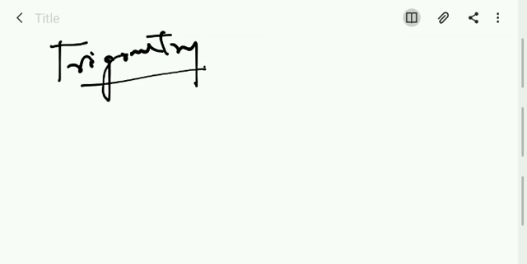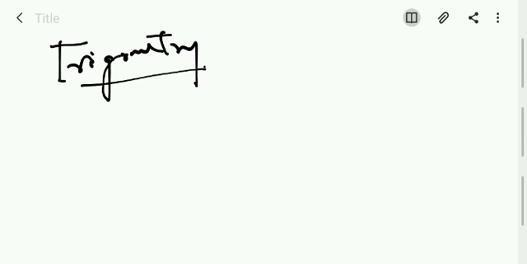Once again, today we will be discussing a very important and very interesting topic, and the topic is trigonometry. So today we will be discussing the trigonometry part. Now, what is trigonometry? Trigonometry is nothing but a three-sided figure, right?